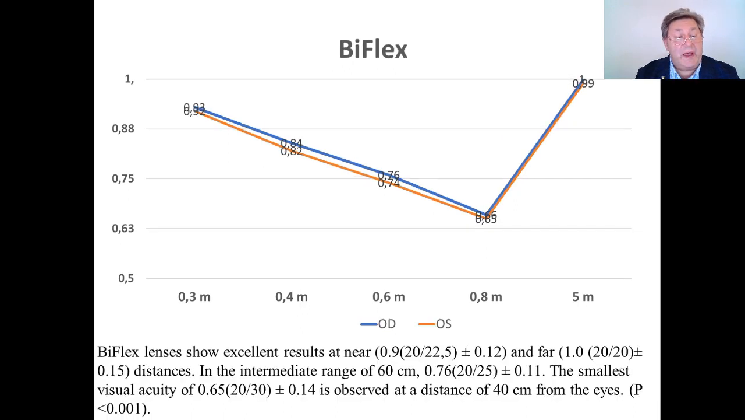B-flex lenses show excellent results in near 0.9 and far 20/20. Visual acuity in the intermediate range of 60 centimeters is 0.76. The smallest visual acuity of 0.65 is observed at a distance of 40 centimeters from the eye.